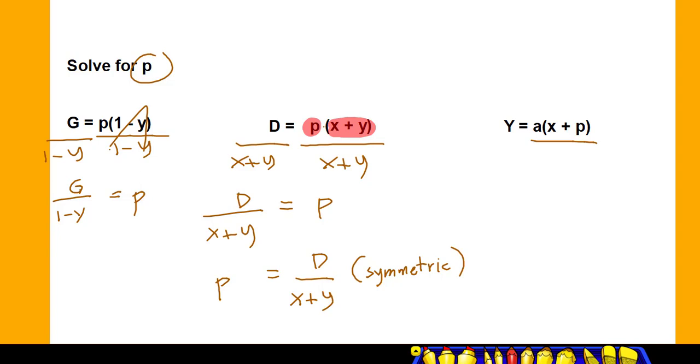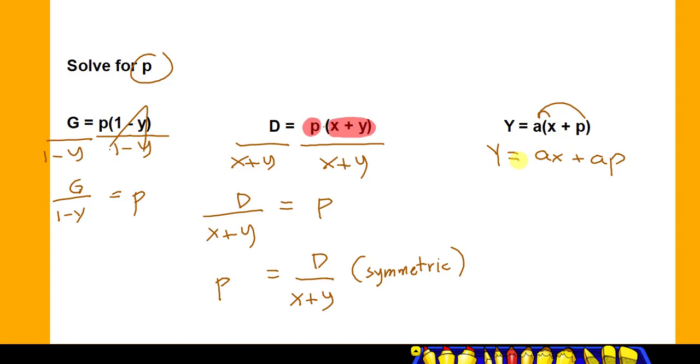So how can I remove my parentheses here? We distribute. I cannot subtract x because x is inside the parentheses. We have to remove the parentheses first, and to remove that, we need to distribute. So I will have here ax plus ap. Now we don't have any more parentheses.